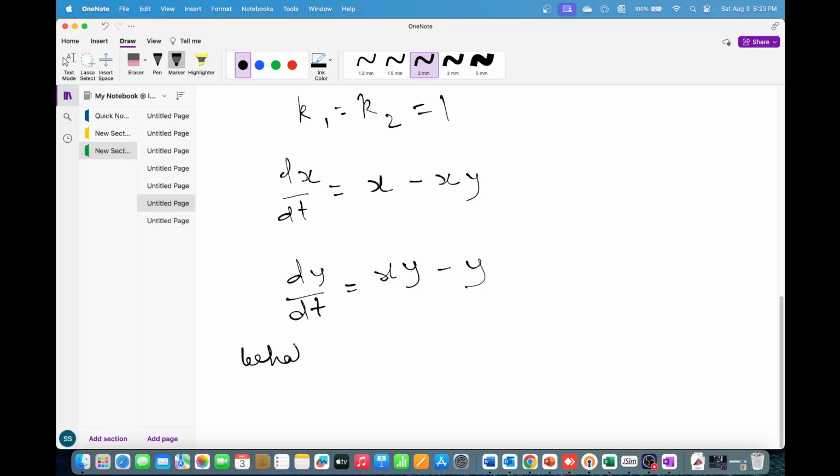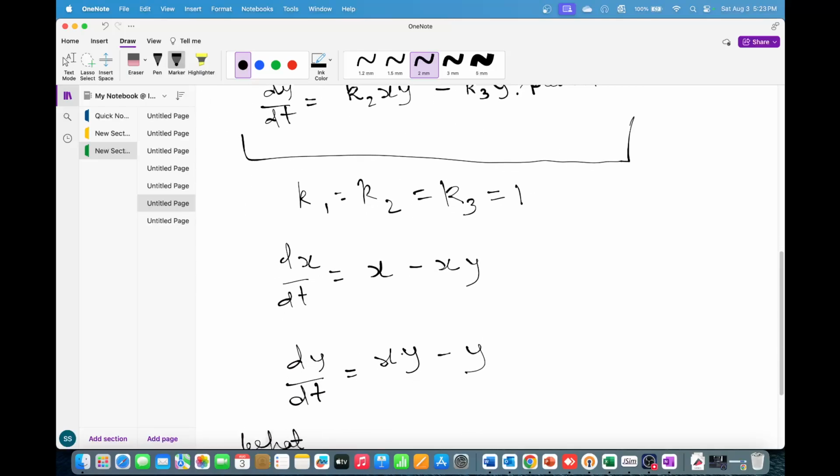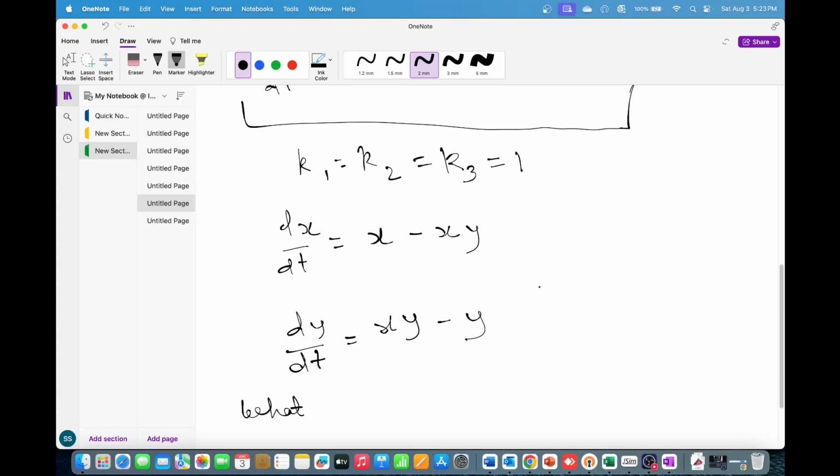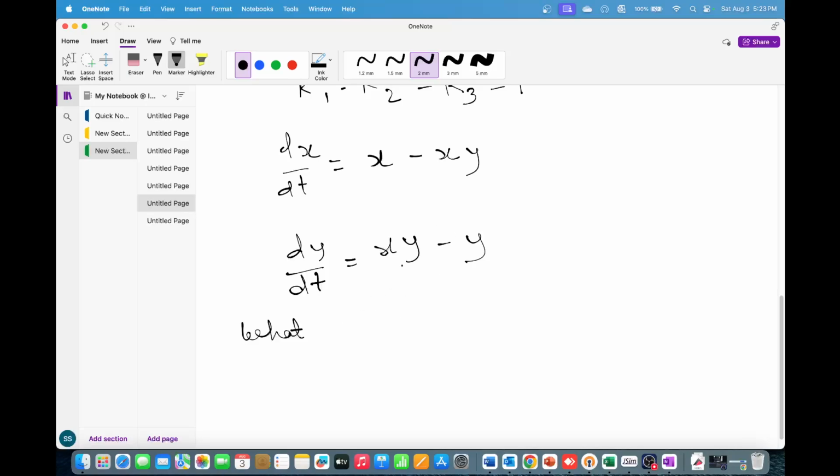K3 is also 1, yes. Basically all the parameters that we assumed, just to keep it simple like this, we are assuming those to be 1. There is no other reason. There can be other values associated with it. If you have 1, it is easier to solve.